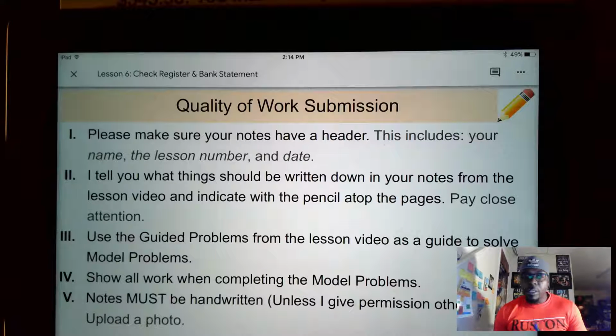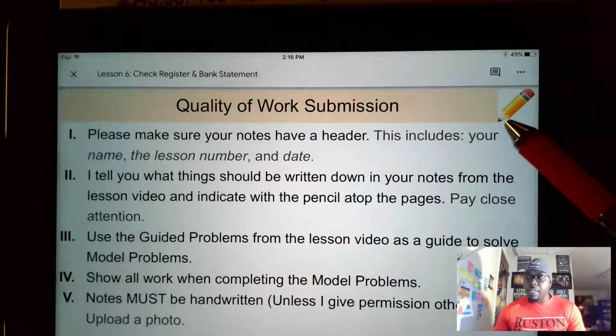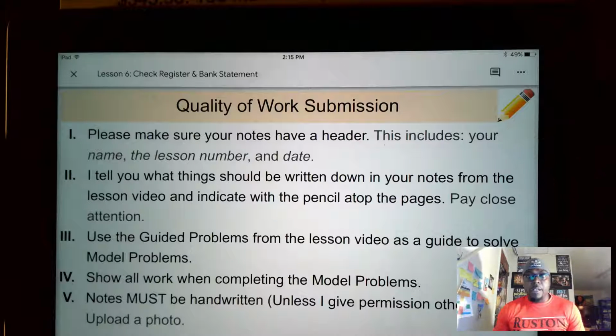Whenever you turn in new assignments where you're going to be graded on your notes and your model problems, please make sure that each paper has a topic or a header, your name, the lesson number, and the date. Make sure that you copy the notes. I always indicate what you're going to copy by using the little pencil arrow here. So make sure that you do that.